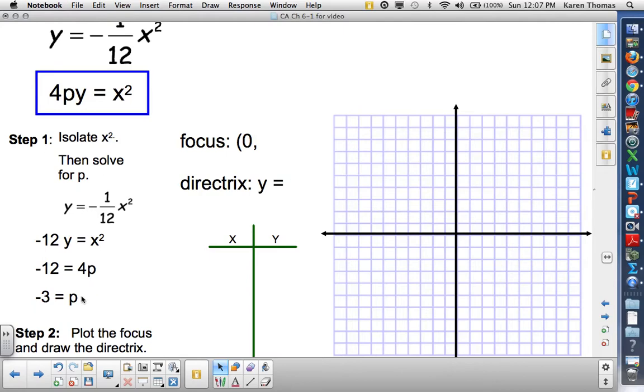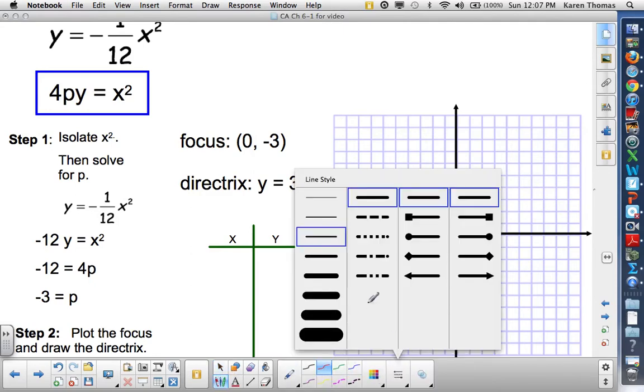P, if you recall, gives us our focus. In this case, it's my y-coordinate of the focus. So my focus now is (0, negative 3). That's a point I can graph. My directrix I find directly from the focus, and it'll be y equals the opposite of p, or y equals 3. Let's go ahead and plot the focus and draw our directrix.